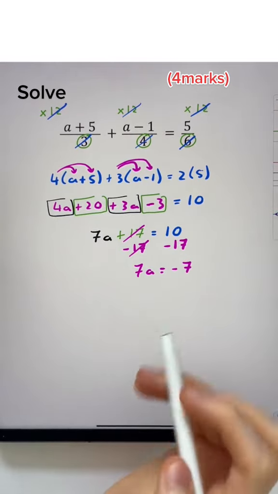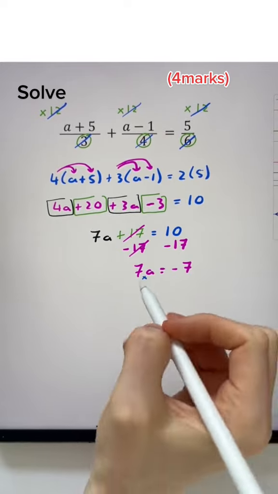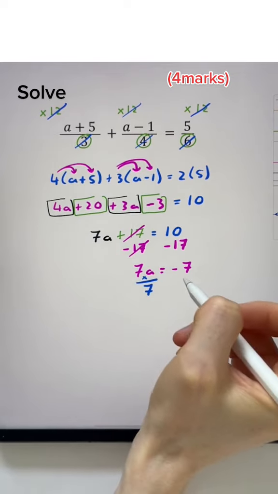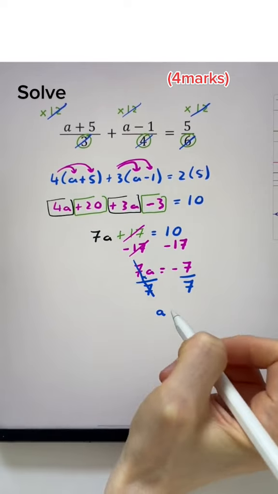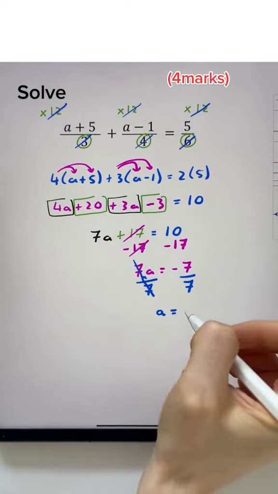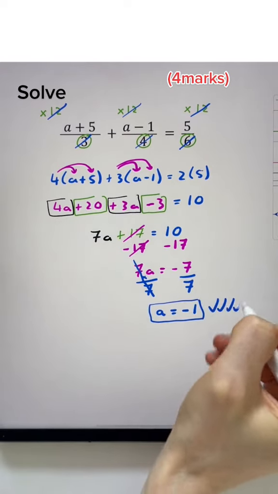7a in algebra means 7 multiplied by a. As I want to find the numerical value for the letter a, the opposite of times by 7 is to divide both sides of my equation by 7. 7 over 7 will cancel to leave us with just a, and negative 7 divided by 7 will give us negative 1. So my final answer for 4 marks is a is equal to negative 1.